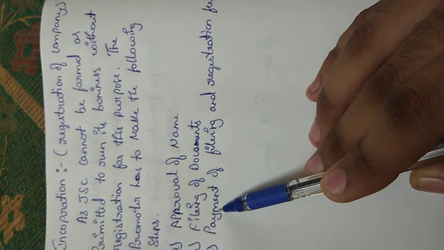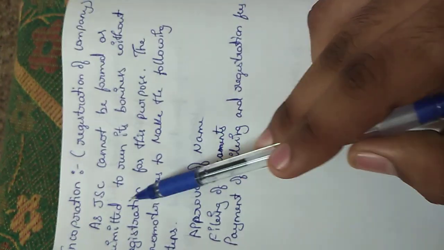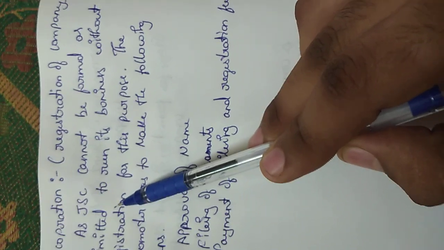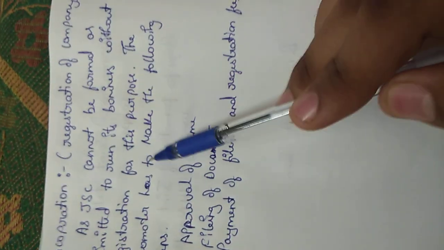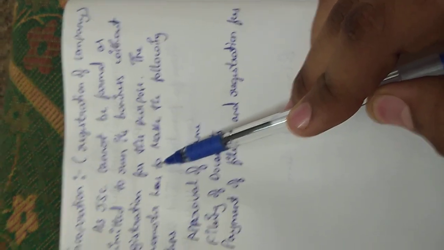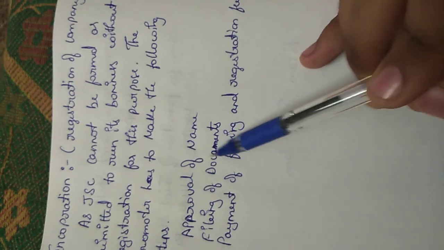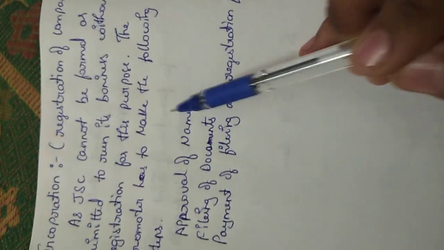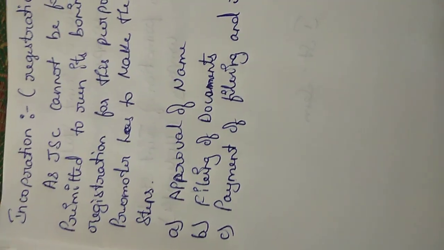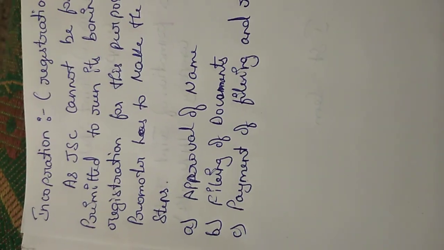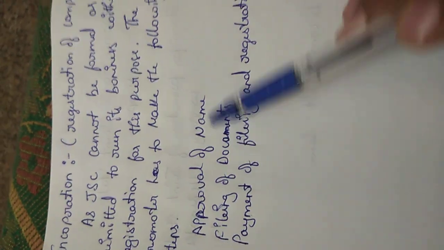registration fees. So here what we learn in incorporation is, we cannot start a Joint Stock Company as we want. There are rules and regulations framed to start a business. So we have to follow these 3 steps to register our company. So let's begin with it. First, approval of name.